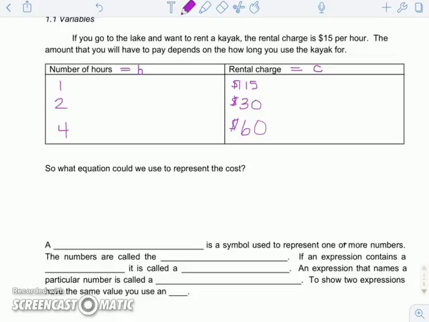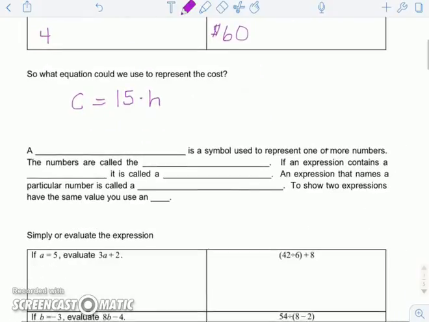I could say the charge, how much I'm going to have to pay, is equal to $15 times the number of hours that I'm going to use the kayak. 15 is my known piece. The number of hours is changing, and the rental charge is changing based on the number of hours. So we're going to fill in these blanks here, just some vocab use.